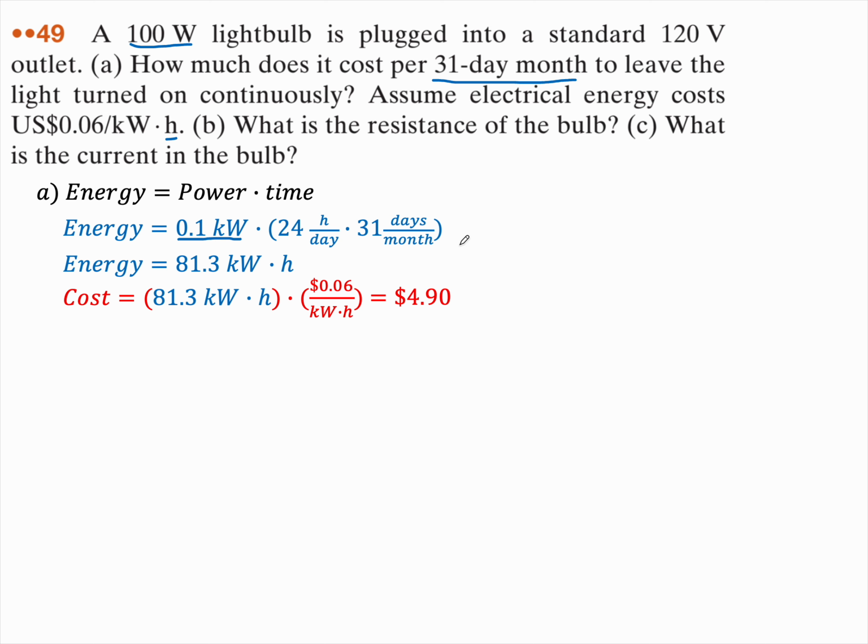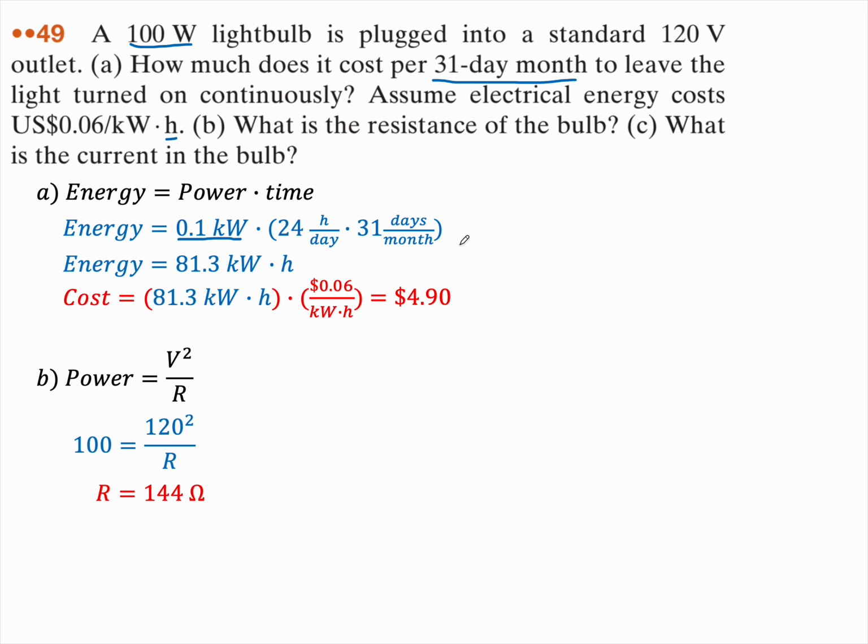Question B asks, what's the resistance of the bulb? Now, there's a couple ways you could do this. I'm going to probably do the simplest way. If you remember, one of our electrical power equations is voltage squared over resistance. Don't get confused with centripetal force, which is velocity squared over radius. In this case, just plugging in our numbers, our voltage 120, our power 100 watts. Solving for the resistance, you'll discover that's about 144 ohms.